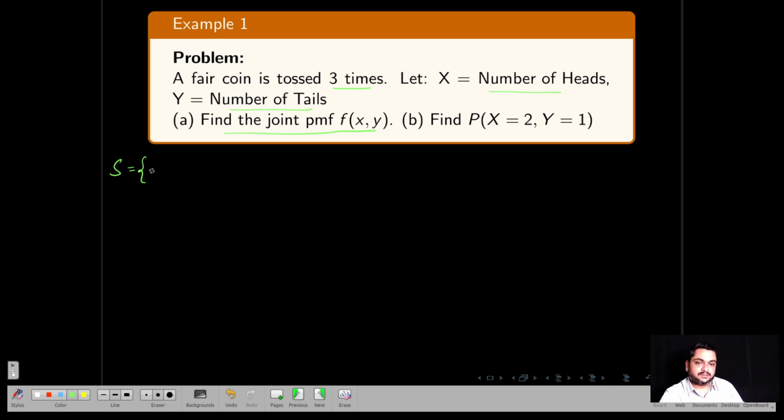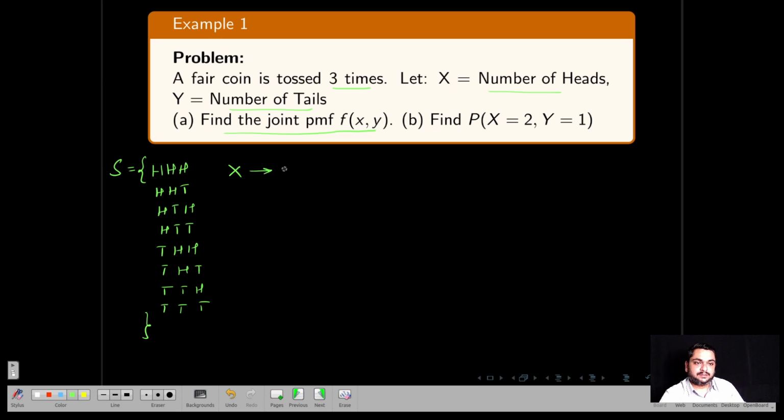So coin is tossed 3 times. So there will be 3 outcomes. So let us start with head, head, head. Then we have head, head, tail, head, tail, head. Then head, tail, tail. Okay. Then again we will have tail, head, head, tail, head, tail, tail, tail, head, tail, tail, tail. 8 outcomes, right?